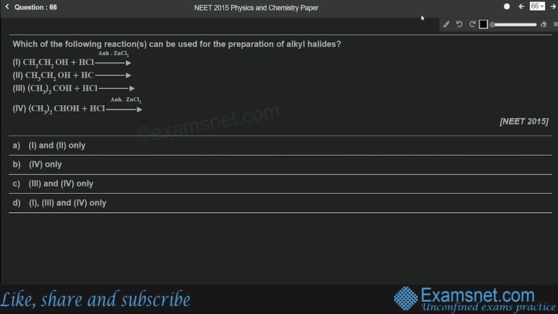Next question is again from alcohols, phenols and ethers, and the question is, which of the following reactions can be used for the preparation of alkyl halides? So if you look at the given reactions, you can see that the reactant in each case is an alcohol that is reacting with hydrochloric acid. So it will lead to the formation of alkyl halides, that means alkyl chlorides in this case, because the chloride group Cl will replace the OH group.